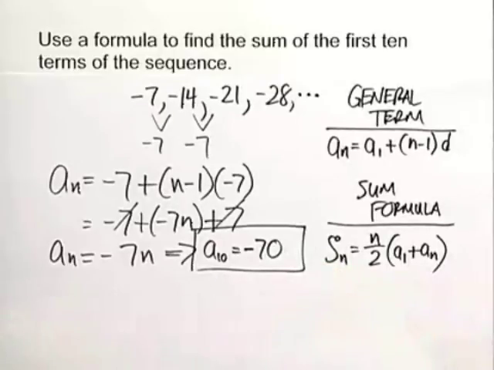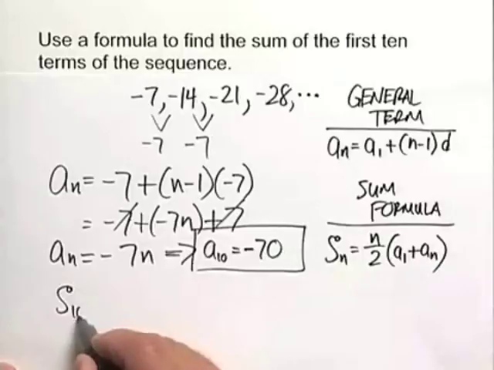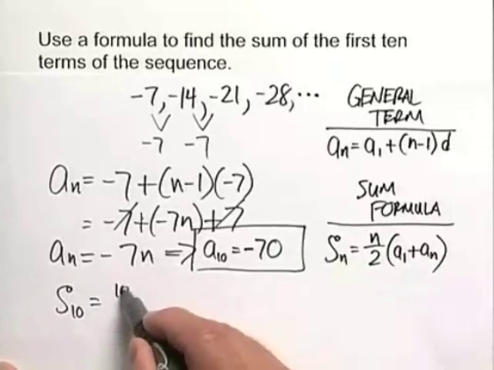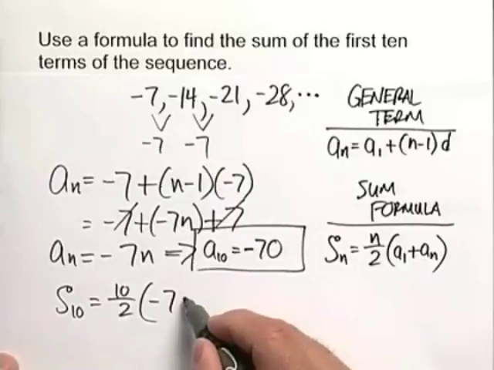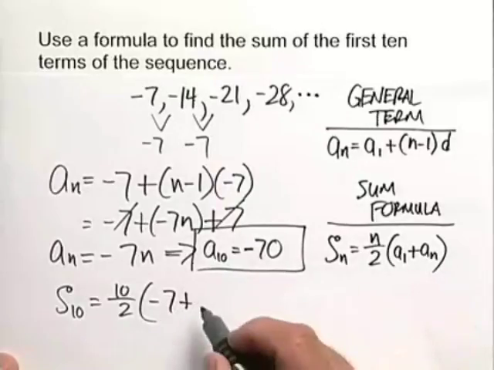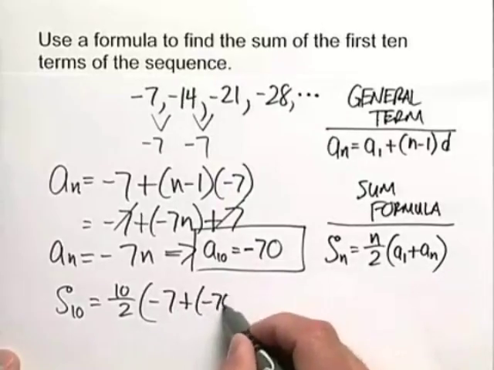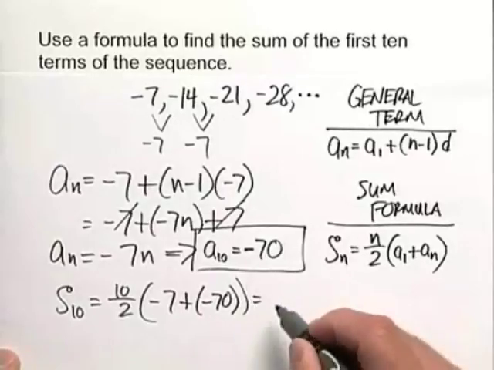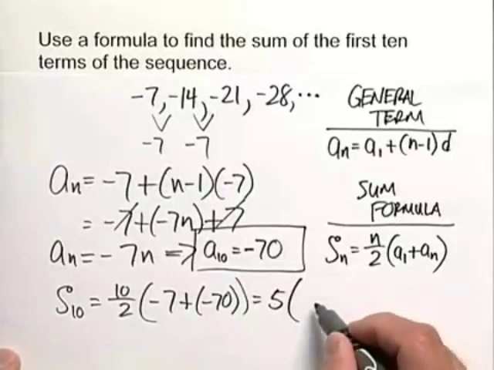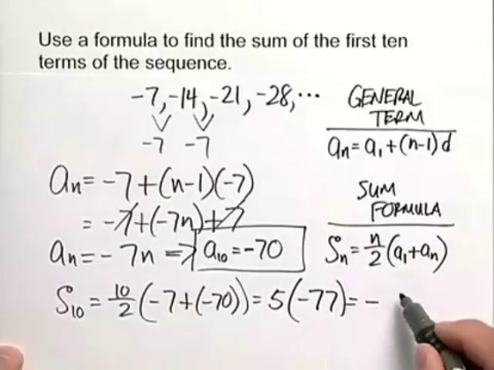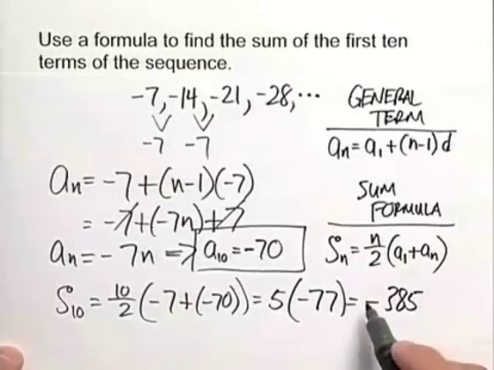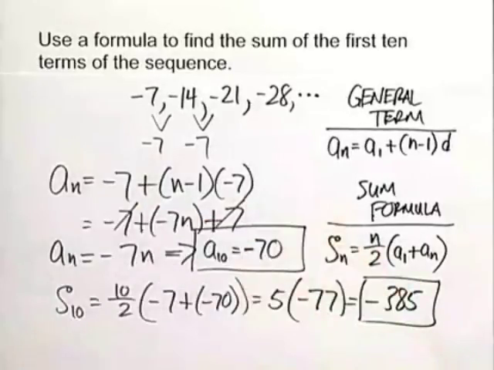Now we have all the information necessary to apply our sum formula. So S of 10 in this case will be equal to 10 over 2 times a sub 1, which is -7, plus our 10th term, a sub 10, which is -70. If we multiply here, we have 5 times -77, and from this we come up with a value of -385. So if you were to take this sequence and add the 10 terms up, that's the value you would achieve.